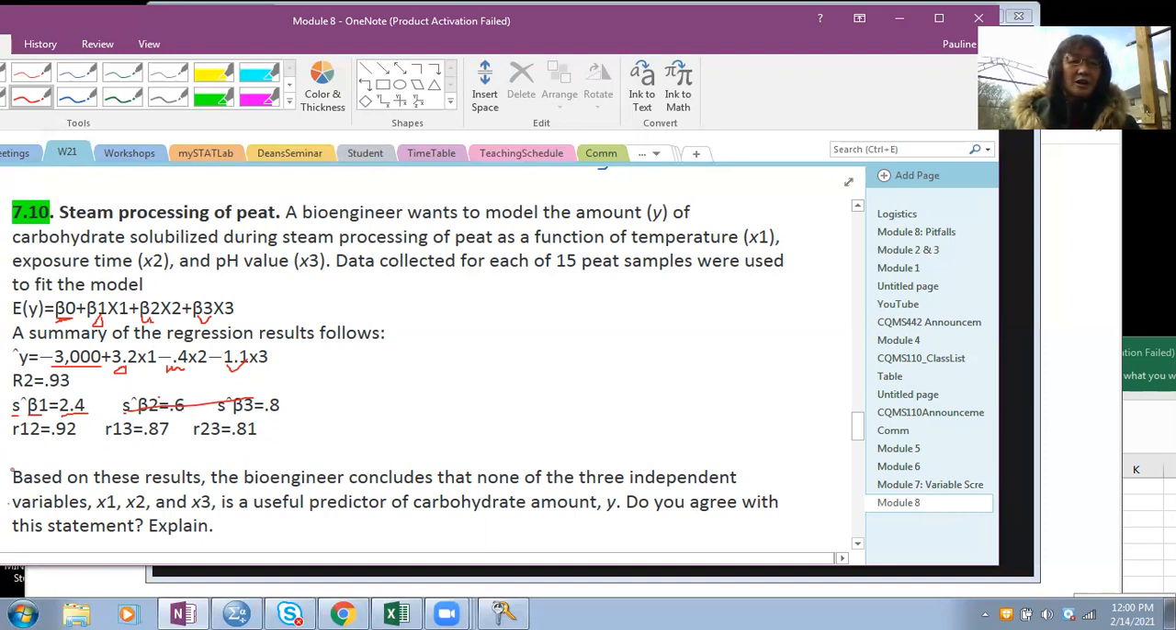And it also gives us the correlation. So this R12 means the correlation between X1 and X2 is 0.92. And the correlation between X1 and X3, 0.87, etc. Okay. So now, based on these results, the bioengineer concludes that none of these three independent variables is a useful predictor of the Y. Do you agree with this statement? Explain. Okay. So that is the question.